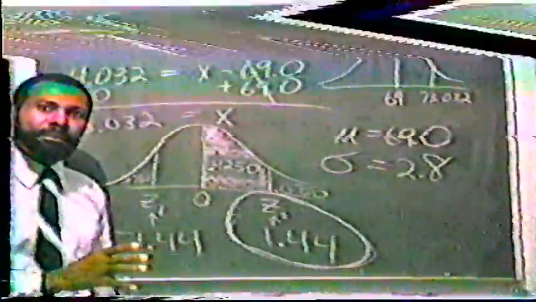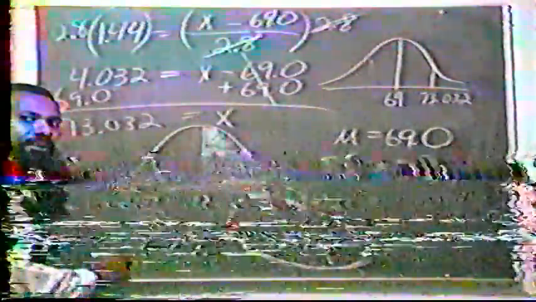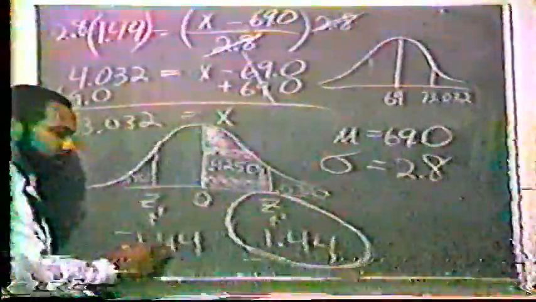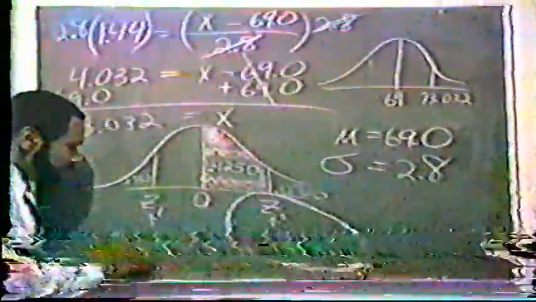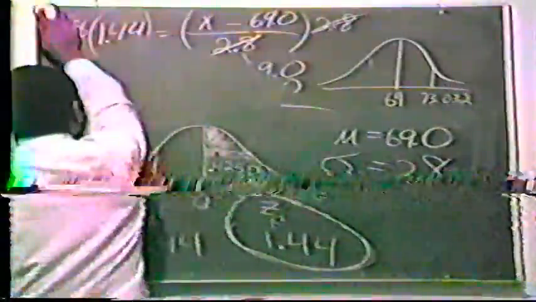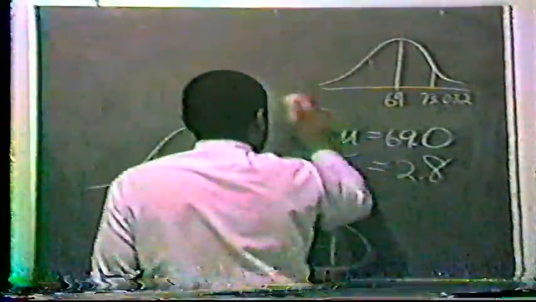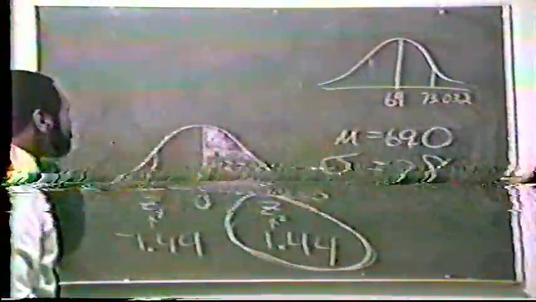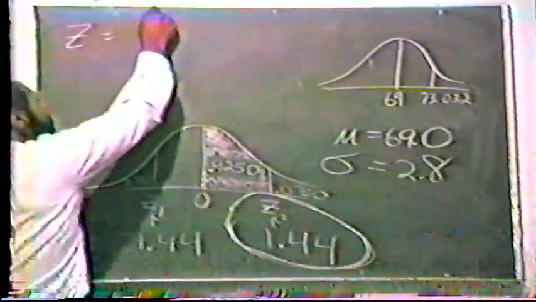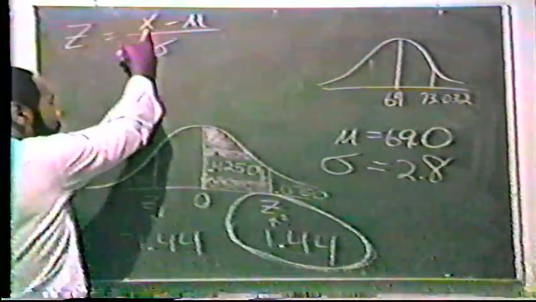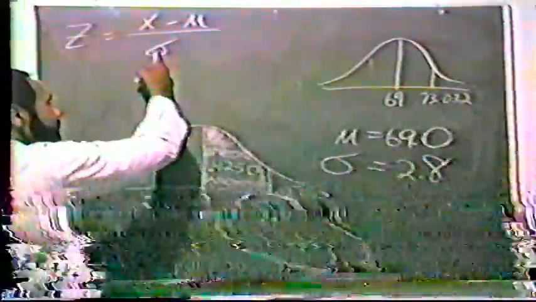But we need to find the minimum height. And the minimum height would correspond to this negative 1.44 z-score. The minimum height would correspond to this z-score here, negative 1.44. We call it z sub 1. So to find that minimum score, we go back to the z-score formula and we write it down. The z-score formula is z equals x minus mu over sigma: the z-score equals the raw score minus the mean divided by the standard deviation.